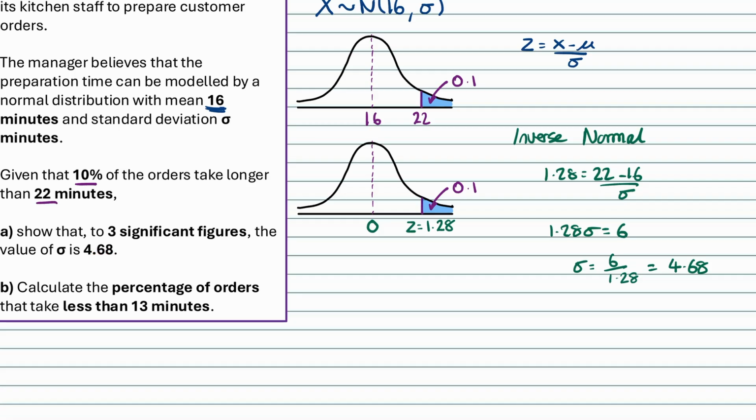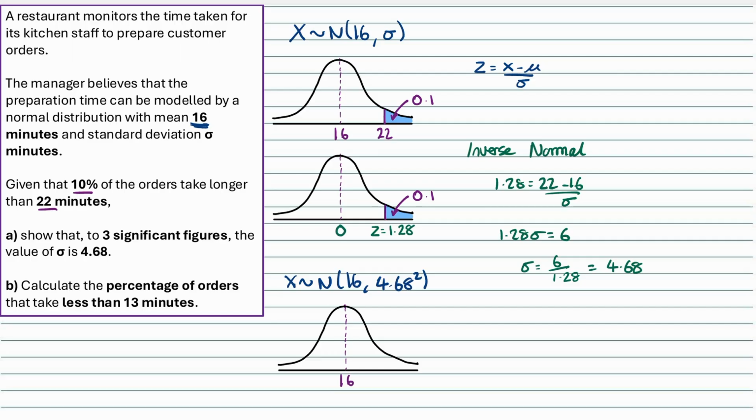Then for question B, calculate the percentage of orders that will take less than 13 minutes. So now we can put this standard deviation back into our model. So x is distributed normally with a mean of 16 and a variance of 4.68 squared. And then we want to calculate the percentage of the orders that will take less than 13 minutes.